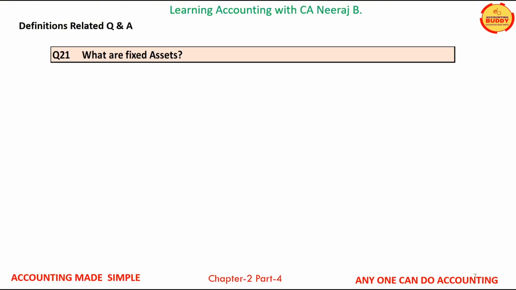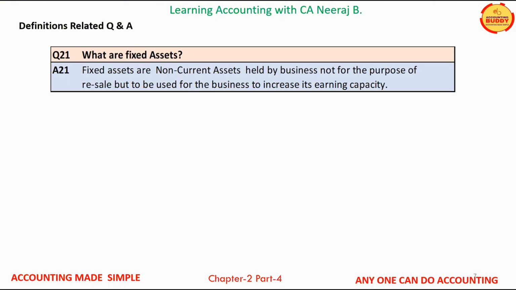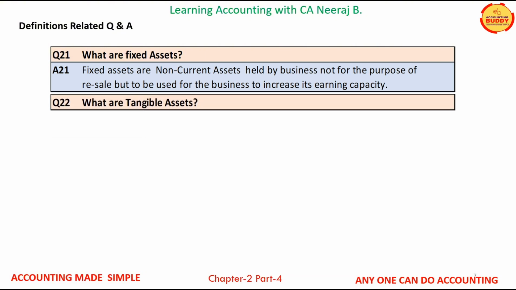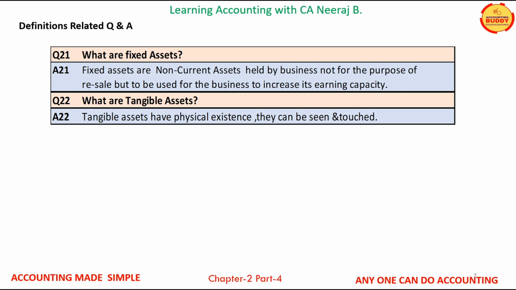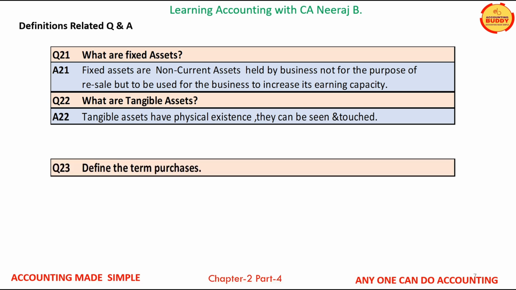Question number 21 is on your screens. What are fixed assets? Fixed assets are non-current assets held by business not for the purpose of resale but to be used for the business to increase its earning capacity. Question number 22. What are tangible assets? Tangible assets have physical existence. They can be seen and touched.